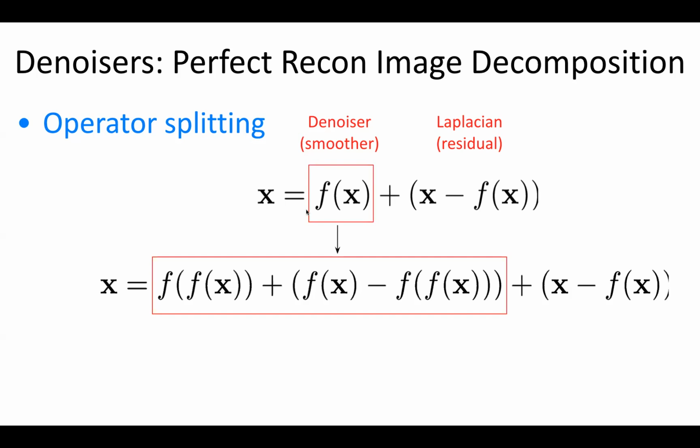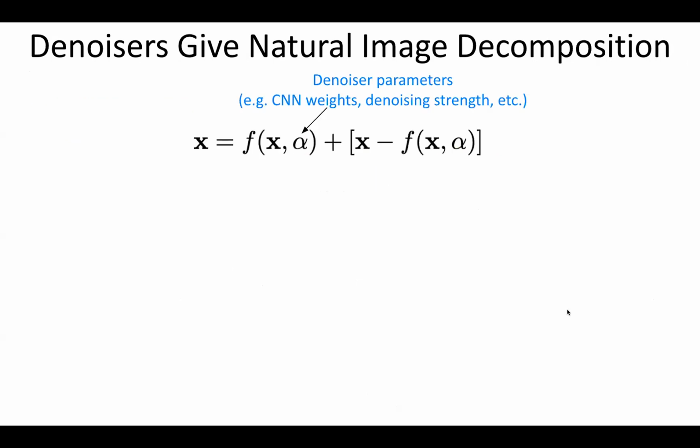So I can take f of x and apply f of x a second time and look at the residual of that. And I can repeat this process for as long as I want. And it will make sense so long as this f of x is non-expansive. As long as it's non-expansive, then the repeated applications of f are going to define a stable filter. And so the rest of the terms will also make sense.